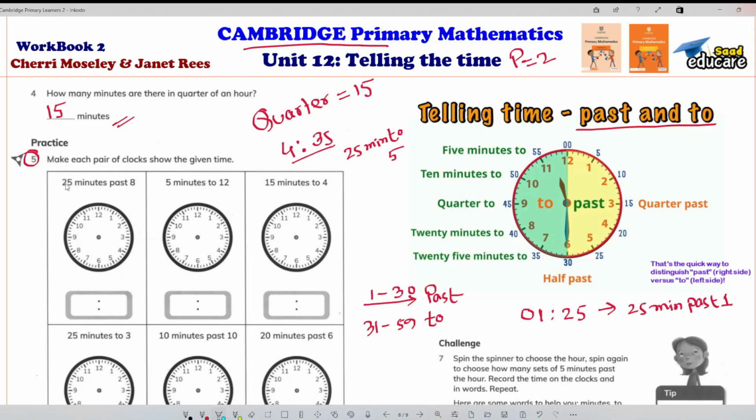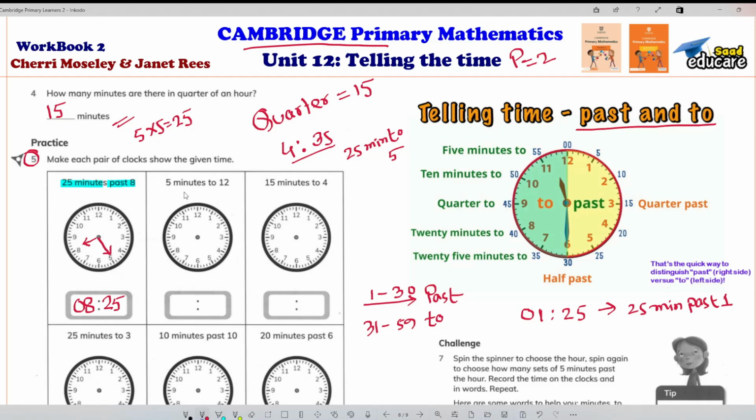Here it is mentioned 25 minutes past 8. This one we can write: hour is 8 and minute is 25. The hour is unchanged, so when we draw, the hour hand becomes a little bit left, toward 9 from 8. This is our hour and the minute is 25. 25 means what? 5 times 5 equals 25. So the minute hand is here.